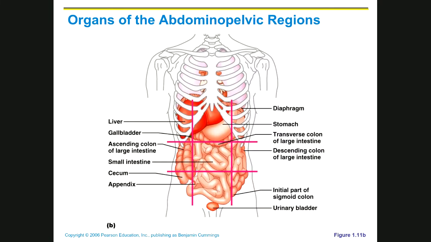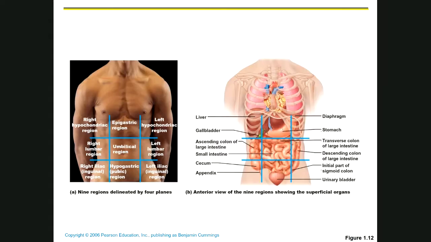And then if you want to know what organs are in each, most organs are in more than one region. Like if you look at the liver, it's this big, so it's in 2 regions. The stomach, even though most of it's here, a little bit is over there. There are a few things that are only in one region, like the bladder. But most things are in more than one.